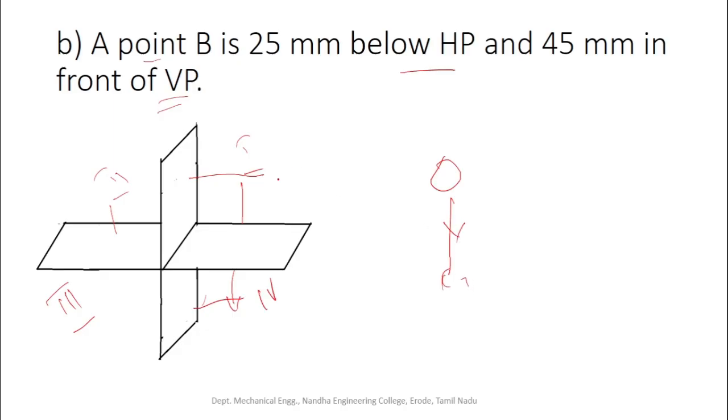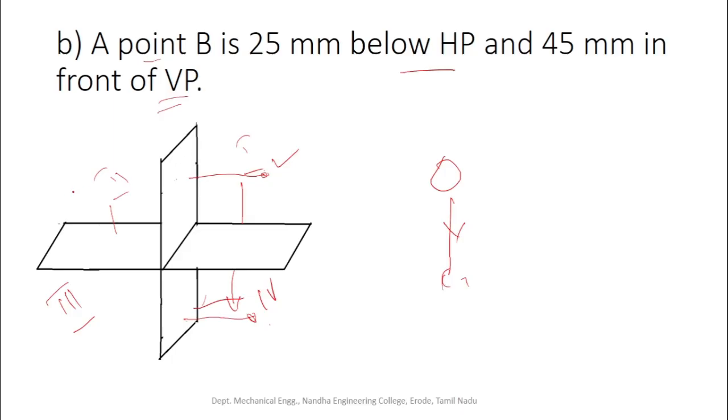So with respect to the observer, the point A is some distance in front of VP. If the object is placed in the first quadrant, it is in front of VP; if the object is placed in the fourth quadrant, that is also in front of VP. So it is either in the first or fourth quadrant. The term is that the point X or Y is some distance in front of VP.